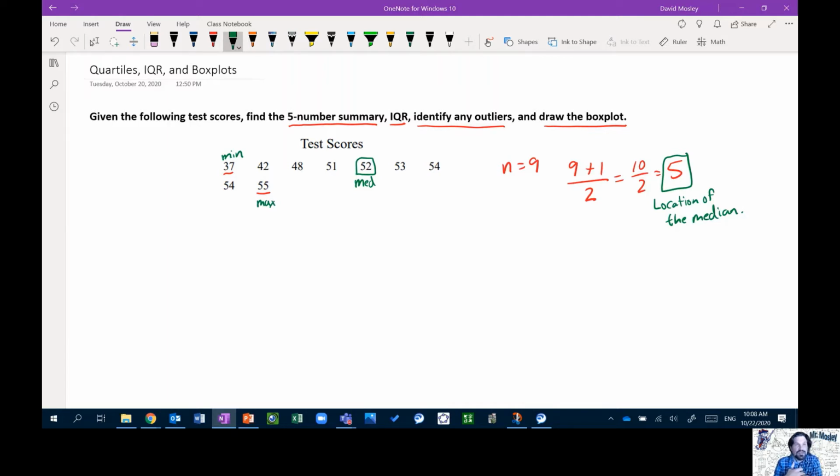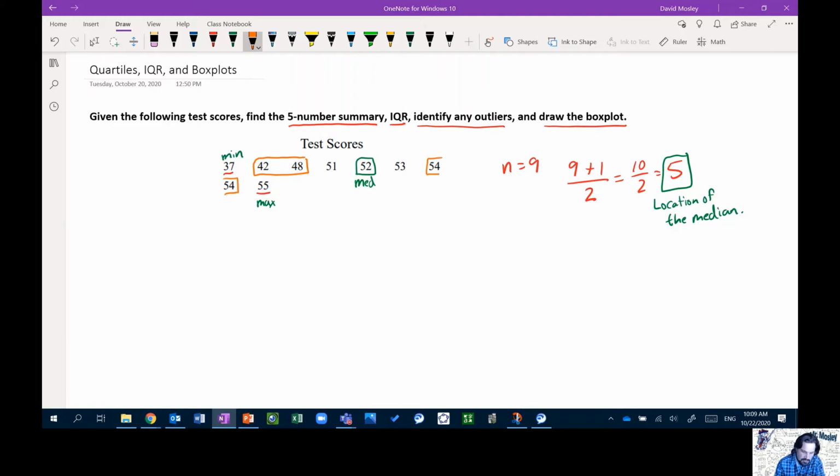So the only thing left is finding Q1 and Q3, the first quartile and the third quartile. Those are going to be the medians of the lower half of the data and the upper half of the data. Since there's an odd number of data points in our set, we do not use the middle point. We don't use the 52. We're going to use the 4 numbers on the left and the 4 numbers on the right. And that means that Q1 is between the 2 middle numbers here, in between our 2 middle numbers on the left.